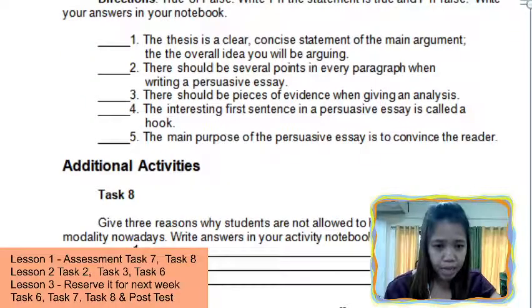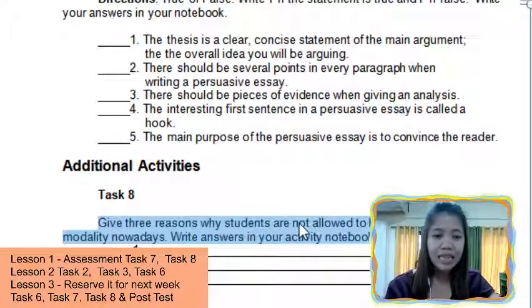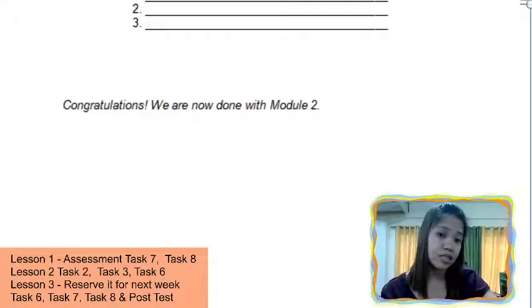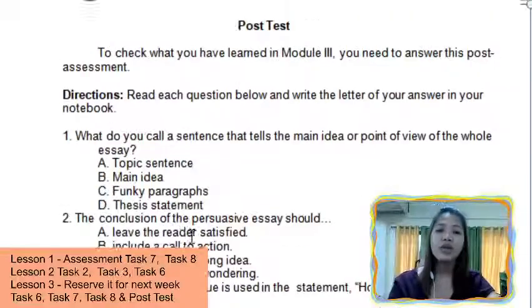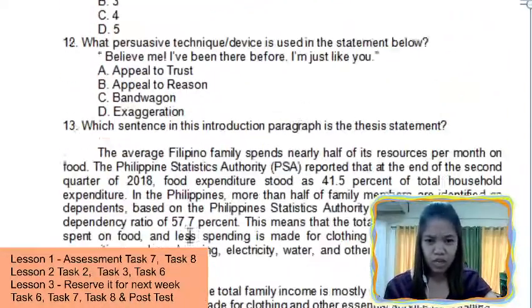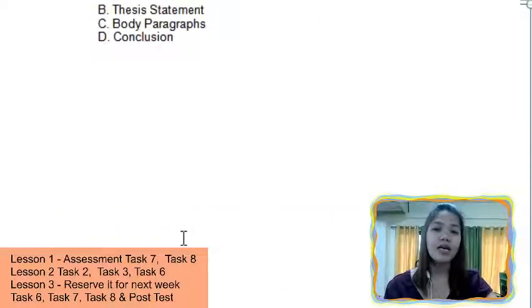And for task 8, eto. This is easy, but I don't want you to have same answers. Give 3 reasons why students are not allowed to have face-to-face learning modality nowadays. Write your answers in your answer sheet. And congratulations, we are now done with Module 2, and of course, you have to do the post-test. I think you don't need to do this anymore because I have sent the answer key in our group. So that's it for Module 2.